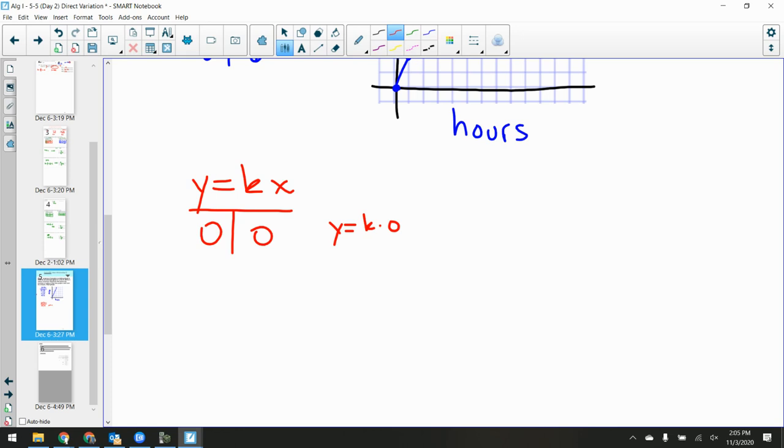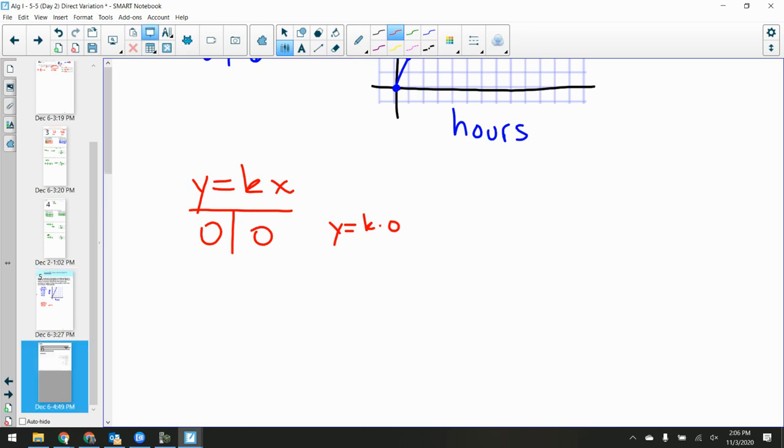I said that whenever you have a direct variation, if you plug in 0, you get out 0, which means that every direct variation will run through the origin, will run through (0, 0). Every single direct variation will run through the origin. There are no exceptions to that rule. If it's a direct variation, it's going to run through the origin. If it's not a direct variation, it's not going to run through the origin. Okay? So let's take a look here.